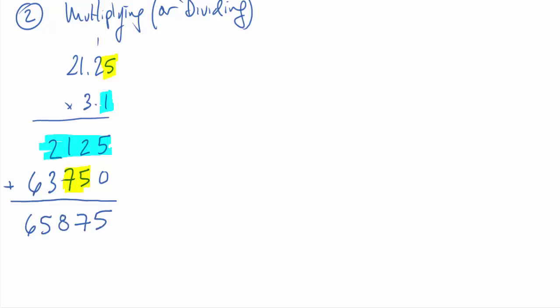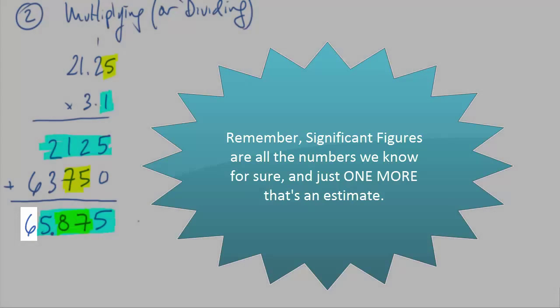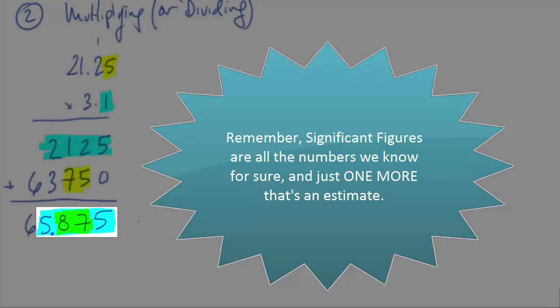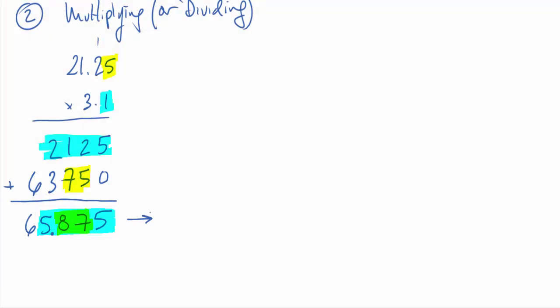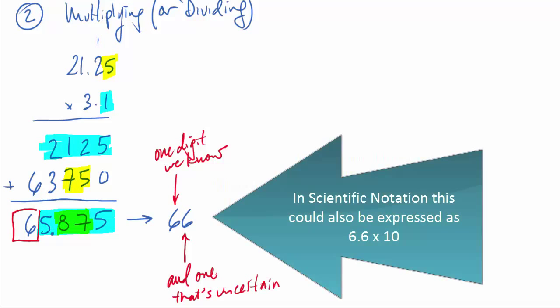Let's look at the columns where we have estimated values. Well, I think you can see that all these 4 columns are estimated because of the 1, and these two in the middle here are from the 5. Remember, it's 1 digit that we know for sure, the 6, and 1 more that's an estimate. All the rest of these need to be rounded. So that'll be the 6 that we know, and not 660, just 66. And over here, the second 6 is all those blue and yellow ones, all rounded up. That's the one that's uncertain. You could express this as 6.6 times 10 to the 1 in scientific notation, if you like.